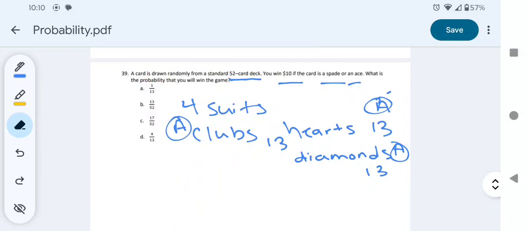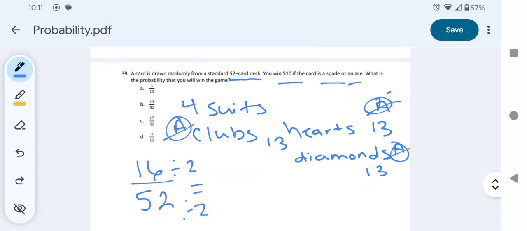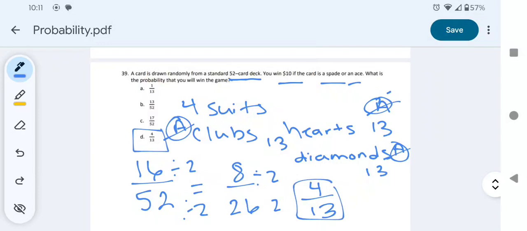And then we have 14, 15, and 16. So this would be 16 out of 52 chances. Like I said, you have to simplify this again. We can start off doing it by 2. So 16 divided by 2 is 8. 52 divided by 2 is going to be 26. Let's do it by 2 again. Then that's going to be 4, since 8 divided by 2 is 4. 26 divided by 2 is 13. Okay, so your chance of selecting an ace or a spade would be 4 out of 13.